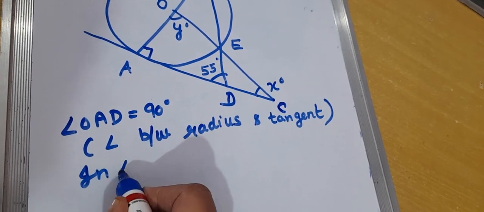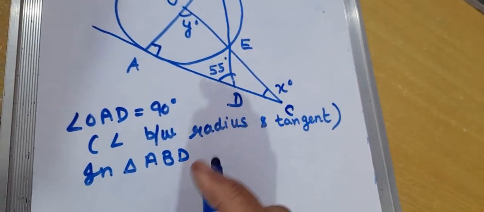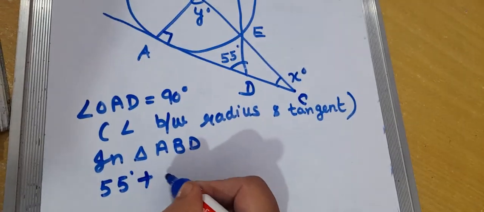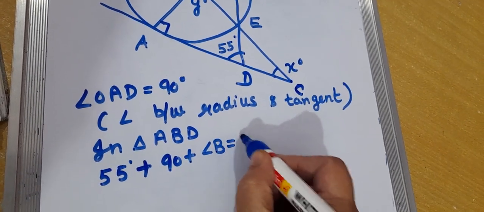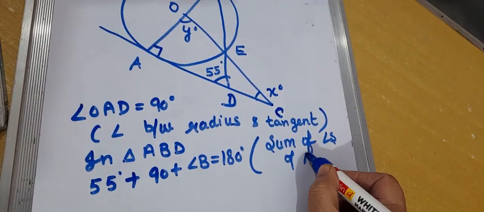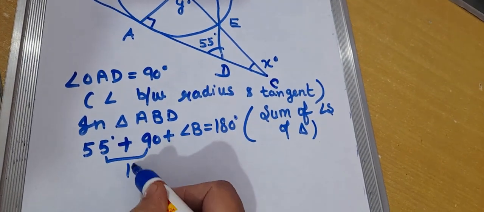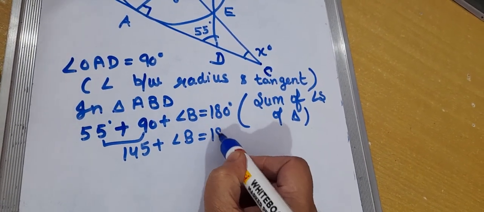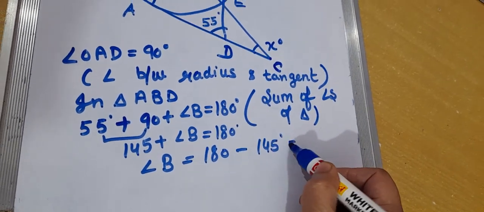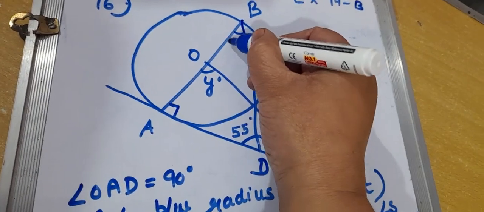So in triangle ABD, 55 plus 90 plus angle B equals 180 degrees. I mark it as angle B. Sum of angles of a triangle. So 55, 90 and B: 145 plus angle B equals 180 degrees. So angle B is 180 minus 145 degrees, that is 35 degrees. So students, mark this angle 35.